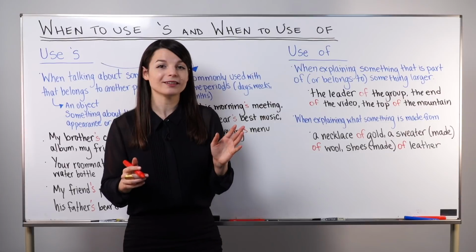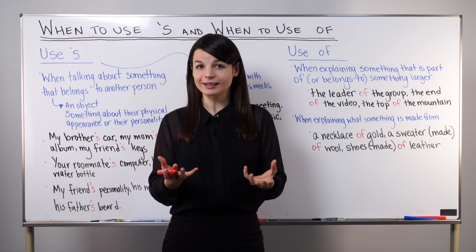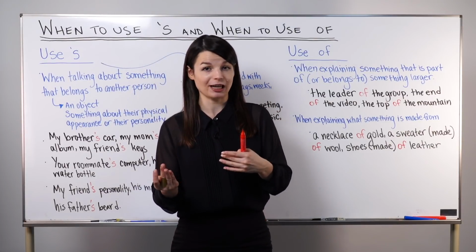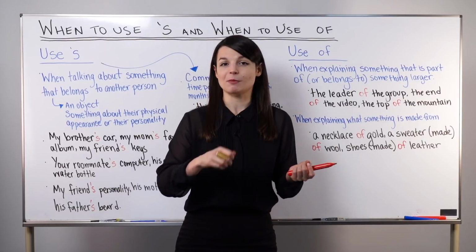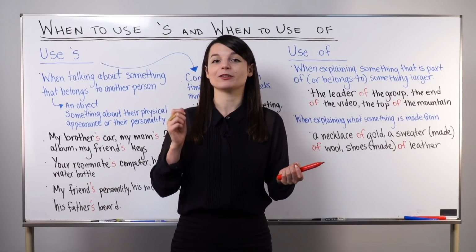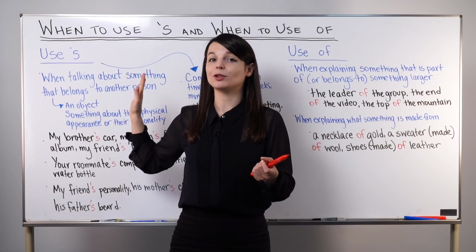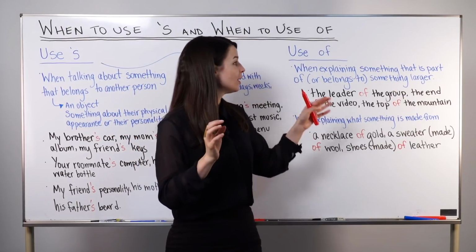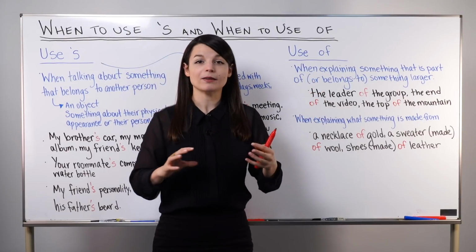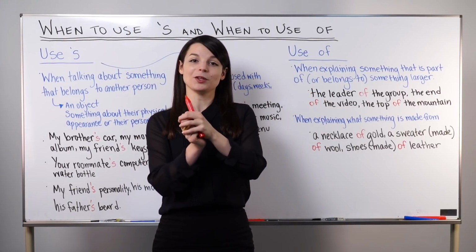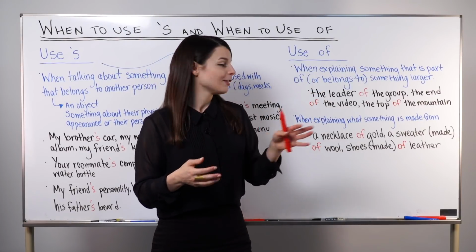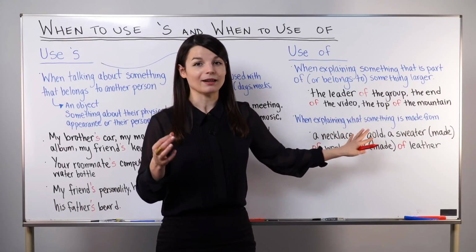So I hope that this lesson gives you a good guideline for when to use apostrophe S and when to use "of". Remember, apostrophe S is great to use and very natural to use when you're talking about people and things that belong to people. Remember, use "of" when you're talking about something that is part of something else, or when you're describing the materials that are used to make something.